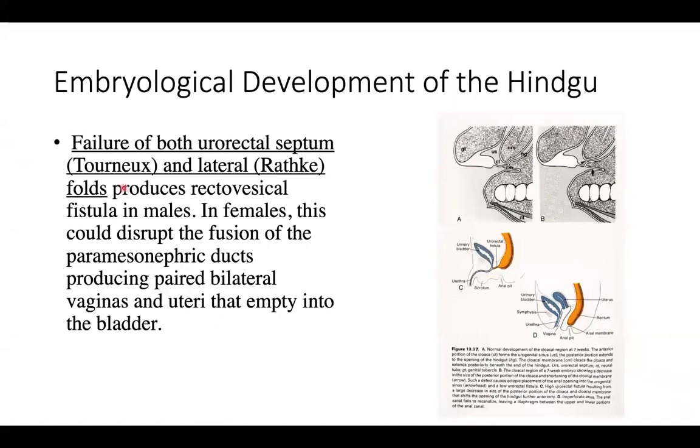So here we said the center I just mentioned, rectovesical fistula. Again, in female, you see the abnormality can be severe. It can also lead to the production of duplicate genital organs. Here in female, this could disrupt the fusion of the paramesonephric duct, producing paired bilateral vaginas and uterus. So some women can have bilateral uterus, all because of the abnormality of this partitioning of the cloaca. So partitioning of the cloaca is very important.